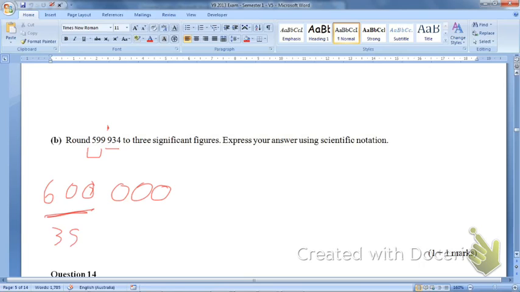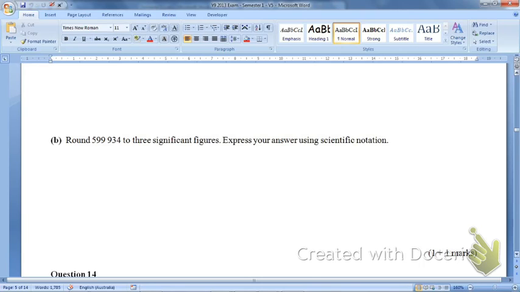This is still 3 significant figures. But you've got to be careful with the rounding. When you express your answer in scientific notation, it then becomes 6.00 by 10 to the 1, 2, 3, 4, 5. Okay, so you round to 3 significant figures first, then you express it in scientific notation.